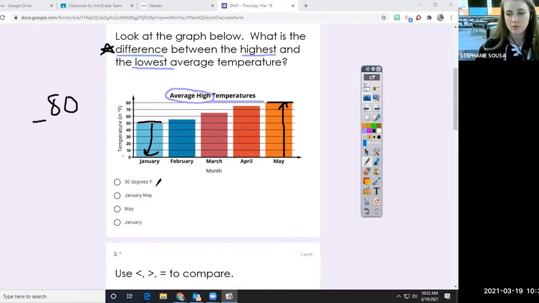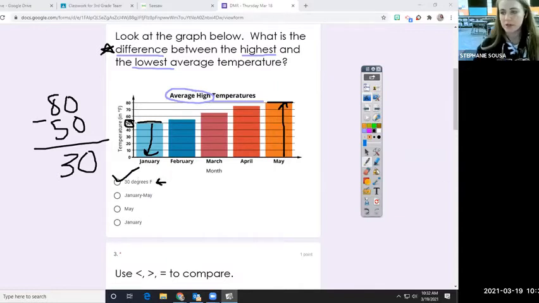difference is a subtraction word. And my January is my lowest, and that is at 50 degrees. So 80 subtract 50 is equal to 30 degrees Fahrenheit. The first response is your correct answer.